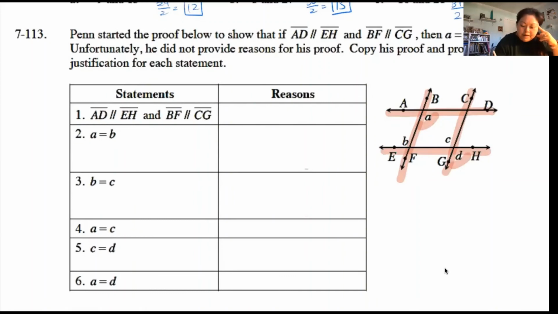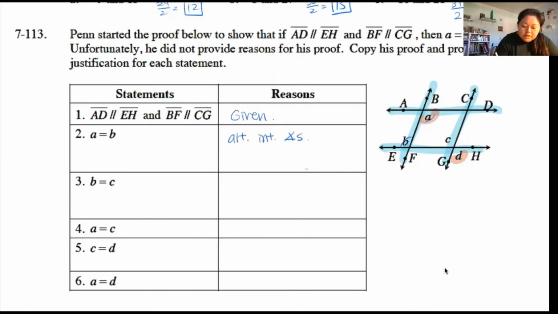All right, sorry, my mistake. Let me try again. We know these are parallel. Your goal is to prove A is congruent to D. That's what you're trying to get to. So first, we start with what we know. We know they are parallel, so that's given to us. If we know they're parallel, why is A congruent to B? Well, these are alternate interior angles, and they're congruent to each other.